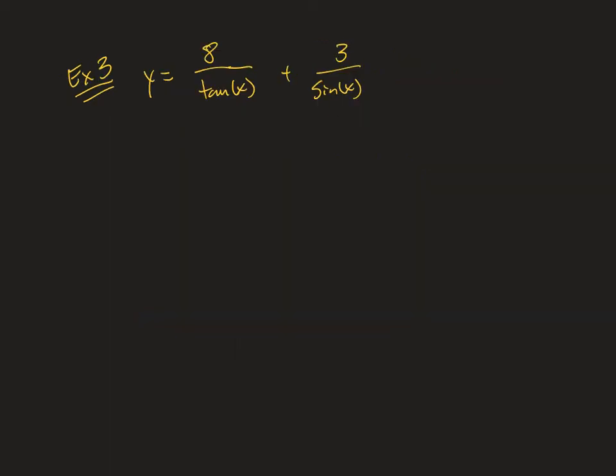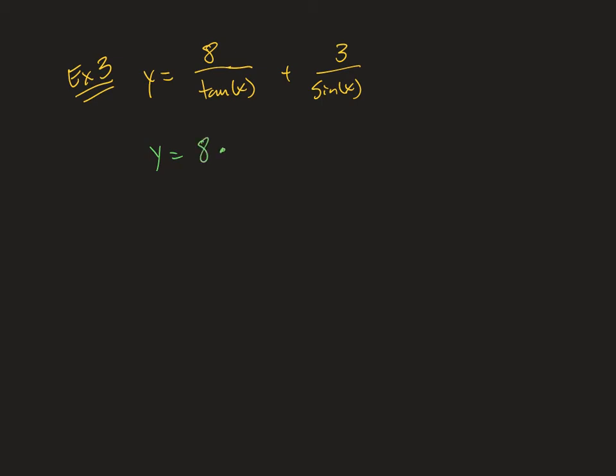In example 3, we're going to find the derivative of 8 over tangent of x plus 3 over sine of x. Now, at this point in our class, we have not learned the quotient rule yet. So we're going to try and avoid writing these as fractions, and instead, we're going to rewrite this expression without the fractions. To do that, I have to remember what 8 over the tangent of x really equals.